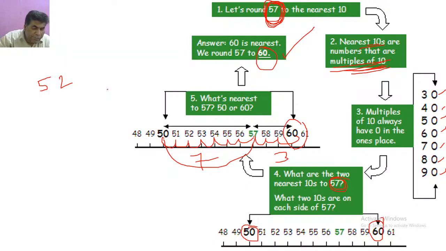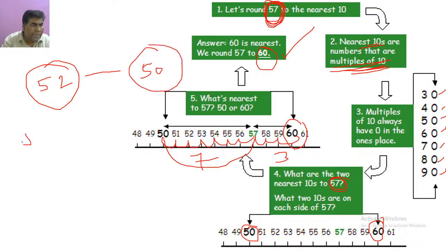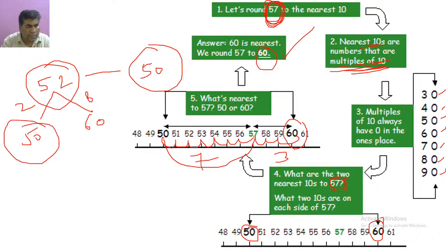Somebody is telling 52. 52 is the wrong answer. The nearest 10 to 52 is 50, because it is between 50 and 60. For 50, there is only a 2 places difference. For 60, there is an 8 places difference. So the answer is 50.